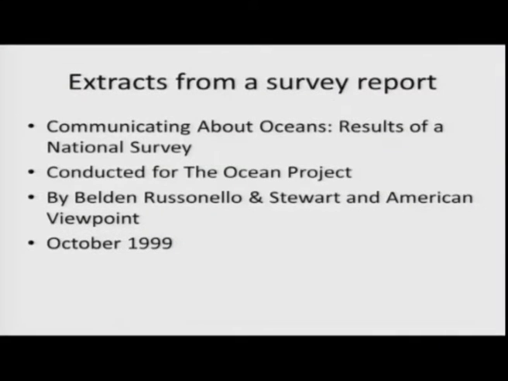Now, we will look at an example to actually understand how a research report is written. This is an extract from a survey report. What is it? Let us find out. The title of this report is Communicating about Oceans, Results of a National Survey. This was conducted for the Ocean Project by Belden, Rosanello and Stewart and American Viewpoint. This happened in October 1999.